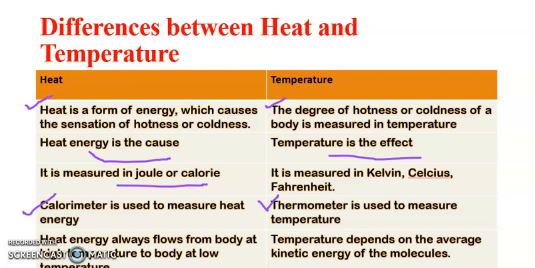Another difference is that heat energy always flows from a body at a higher temperature to a body at a low temperature, which we discussed. Heat energy always flows from hotter to colder. Higher temperature means hot and low temperature means cold. Temperature depends on the average kinetic energy of the molecules. In the next video, we can discuss how temperature is measured using thermometers and more concepts of temperature.